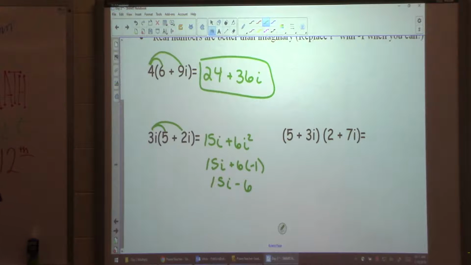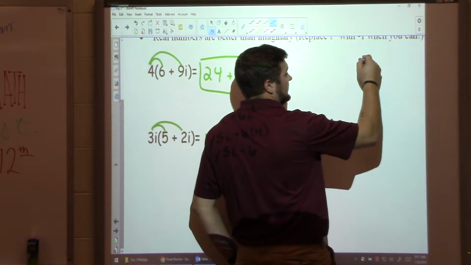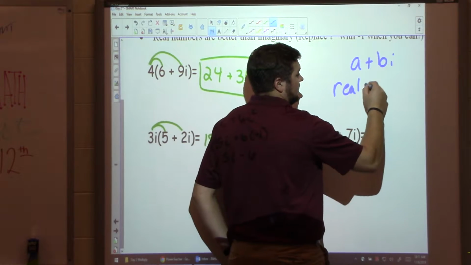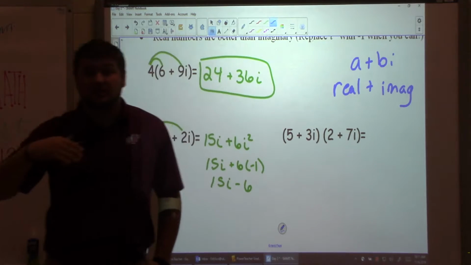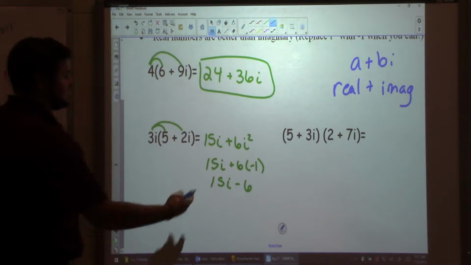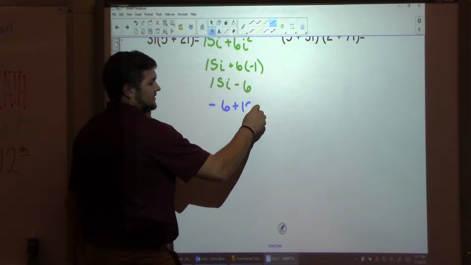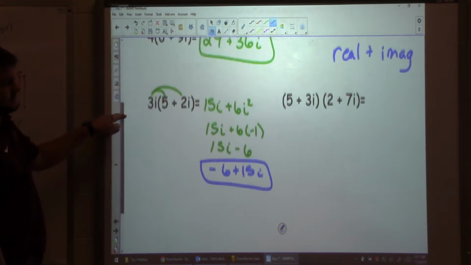Is that a good answer? No. The order's wrong, right? We said yesterday, our standard form, a plus bi, real plus imaginary. It needs to be in that order. The real comes first, plus the imaginary. So in this case, I'm just going to switch the order. It becomes -6 plus 15i. And that would be a good answer.